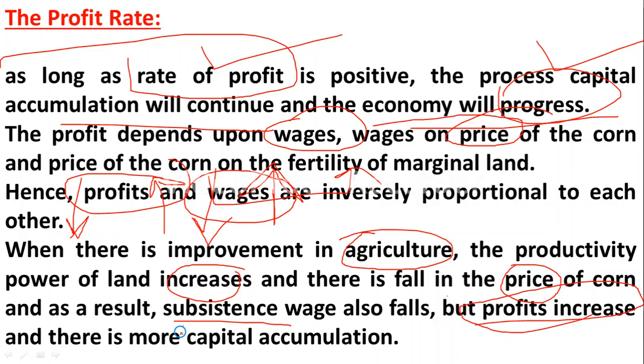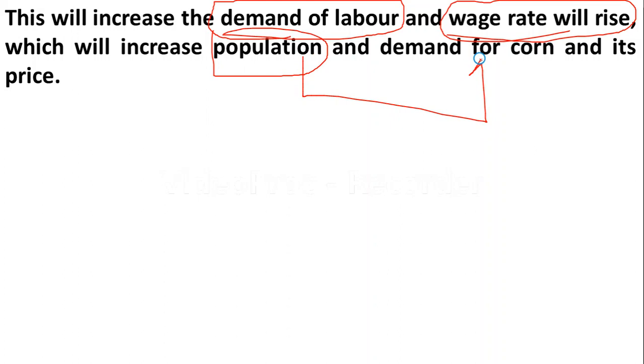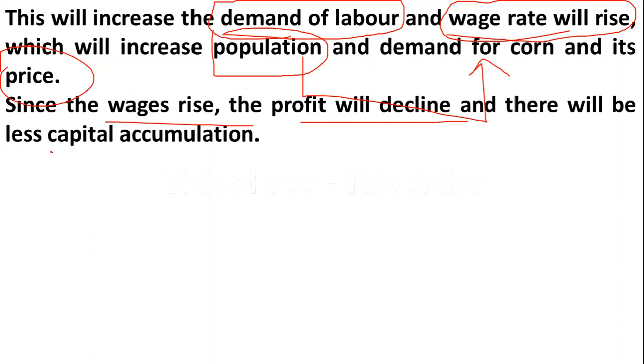and this will increase the demand for labor. Again, the wage rate is going to increase, because when demand for labor increases, they will demand higher wages, and because there is more demand for labor and wages are high, the population is going to increase. This increase in population leads to an increase in the demand for corn, and again the price of corn is going to increase. Since wages rise, profit will decline, and there will be less capital accumulation.